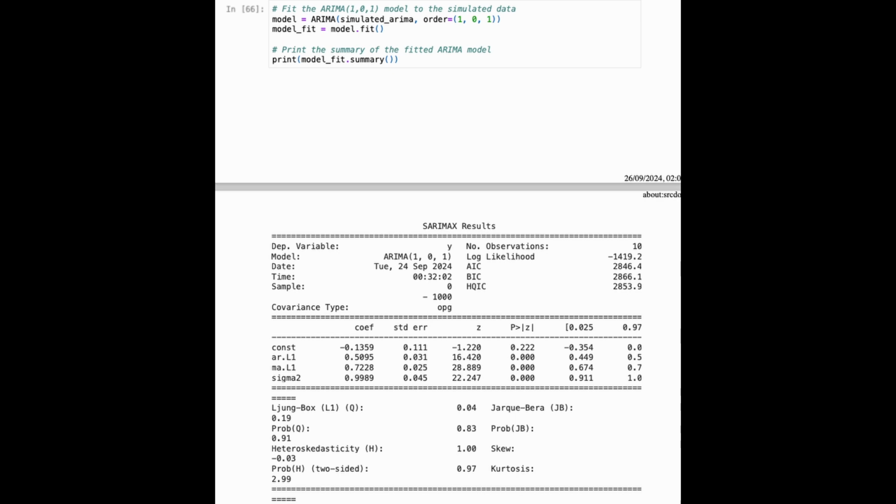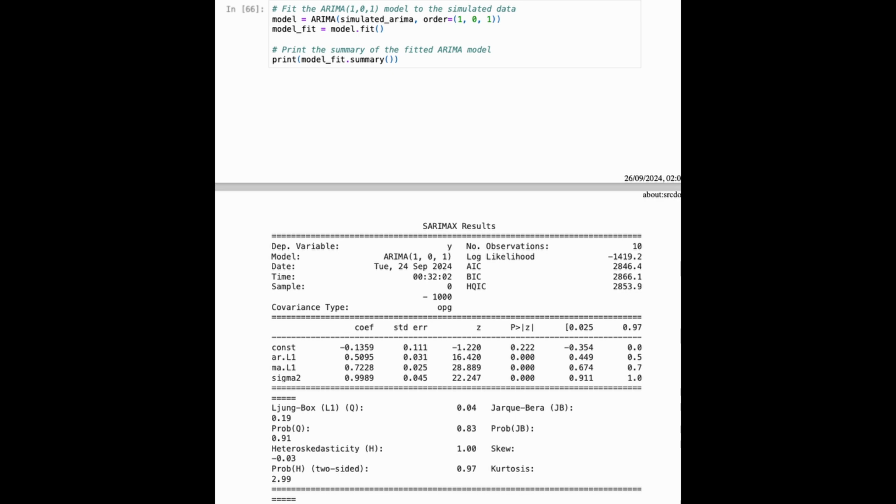The next two items I want to discuss are the sample, which on the screen is 0 to 1000, so we have 1,000 data points to give a reliable analysis of the process we are looking at. And then finally, we're looking at the covariance type, the outer product of gradients (OPG). This method estimates the covariance of the model parameters, ensuring robustness in the parameter estimation.